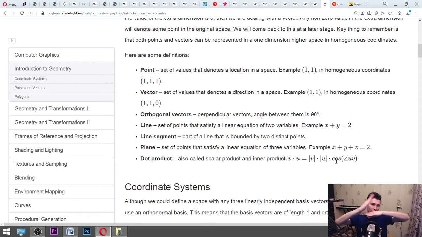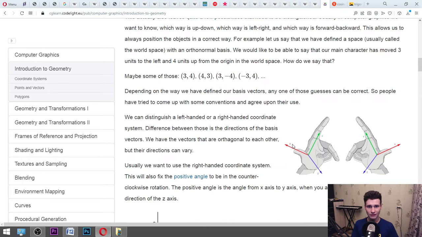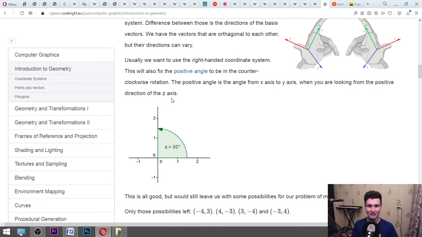Okay, we understand. Coordinate systems, we have specific hands here. The axis direction, positive angle to be counterclockwise rotation. Let's read it. We usually want to use the right-handed coordinate system. And yes, we have right and also left. Usually the right-handed coordinate system will also fix the positive angle to be in the counterclockwise rotation. The positive angle is an angle from x axis to y axis when you are looking from the positive direction of the z axis. Okay, it goes this way.